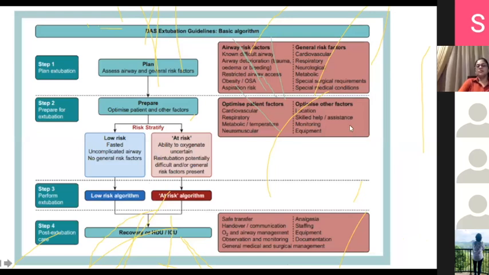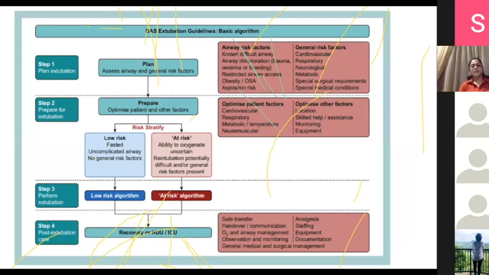And so ask the question, is this the correct location? Do I have the adequate skill and help and assistance? Do I have the necessary monitoring and equipment? Depending on that, you're obviously going to risk stratify your patient to either a low risk or an at-risk patient. So obviously a low risk patient is a patient who doesn't have any of those risk factors, who's fasting, and there are no general risk factors, or he has a very uncomplicated airway. You follow the low risk algorithm, which we will come to in the next slide.